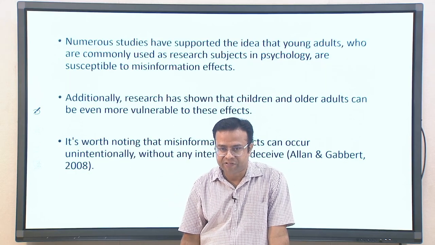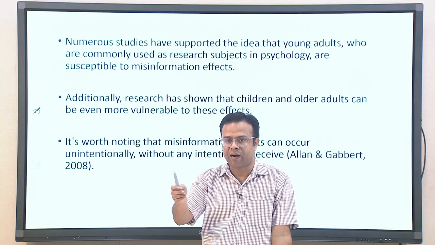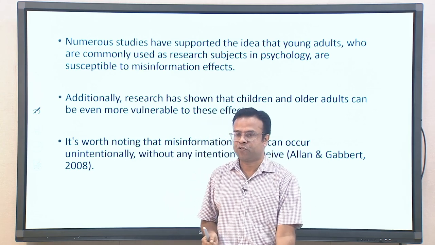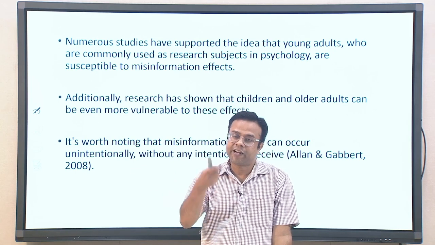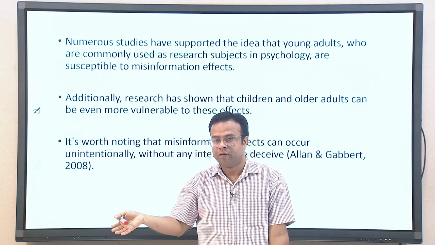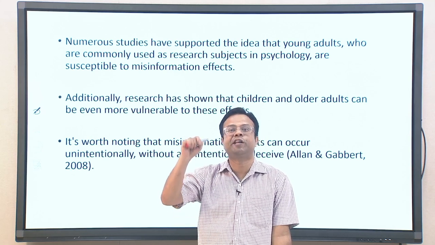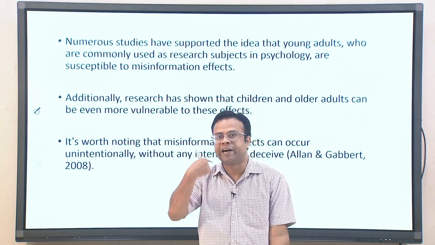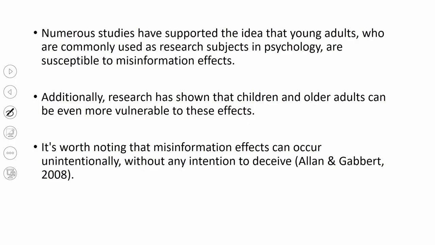Numerous studies have supported this idea, that even young adults, who are commonly used as research subjects, are susceptible to this kind of misinformation effect. Additionally, research has shown that children and older adults are even more vulnerable. Their memory can be much more vulnerable, so this can be a much stronger effect of the misinformation effect. They can falsely remember a lot of things, so their credibility could be much less. It is worth noting that the misinformation effect can occur unintentionally.